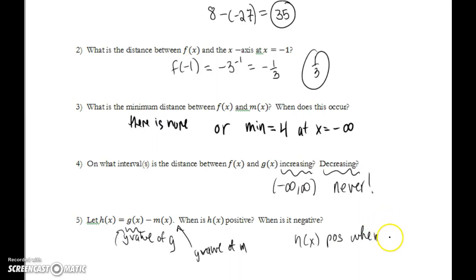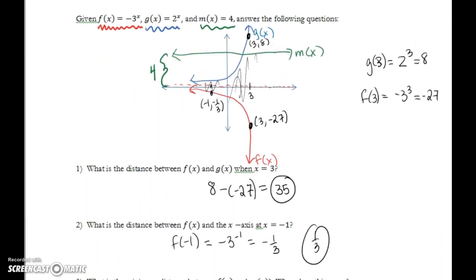when g of x is greater than m of x, because when you subtract two numbers and the first one is bigger than the second, then your difference will be positive. And h of x is negative when the second number is bigger, so when m of x is greater than g of x. So let's look on our graph and see when g of x is bigger than m, and then let's see when m is bigger than g. So we're comparing m and g. M and g are the green and the blue.